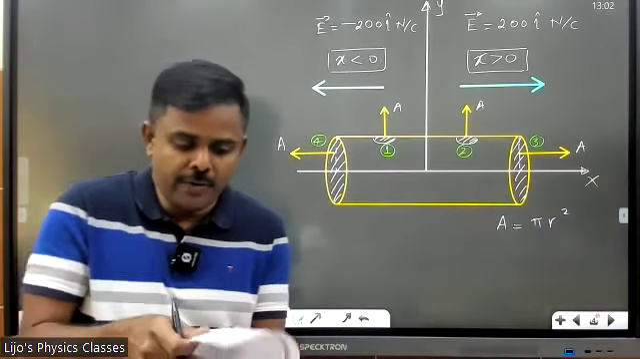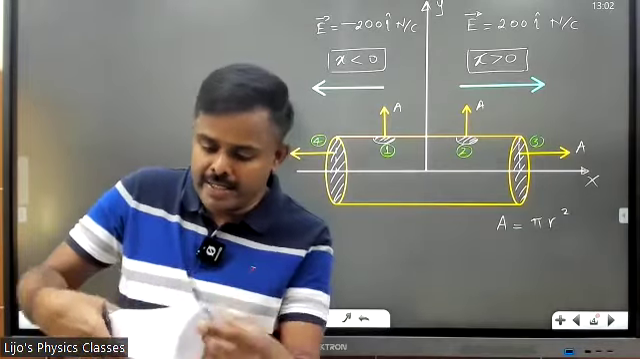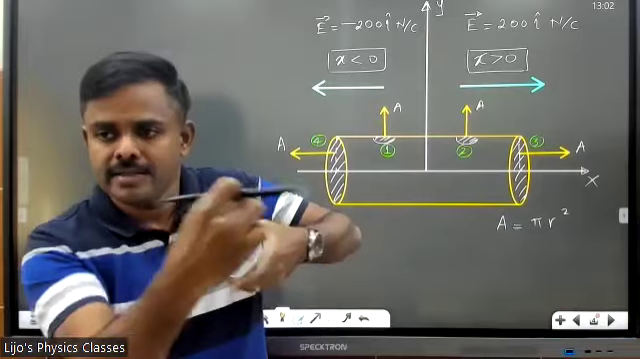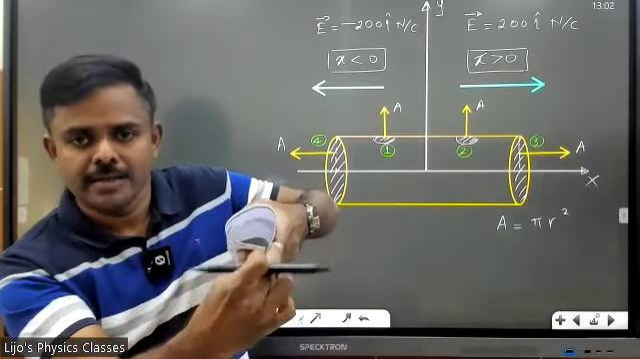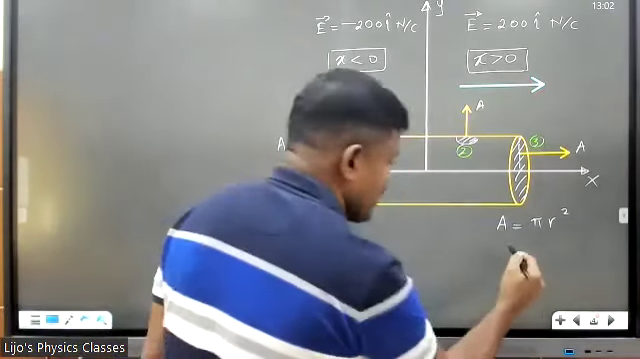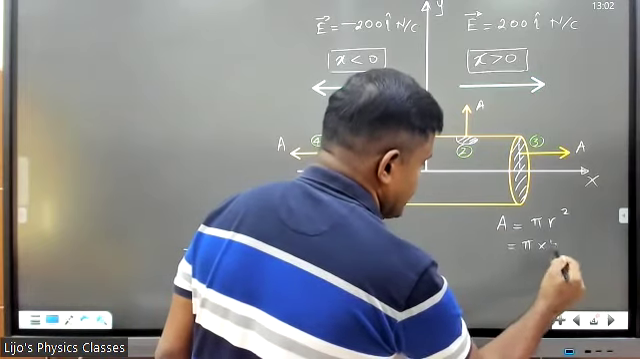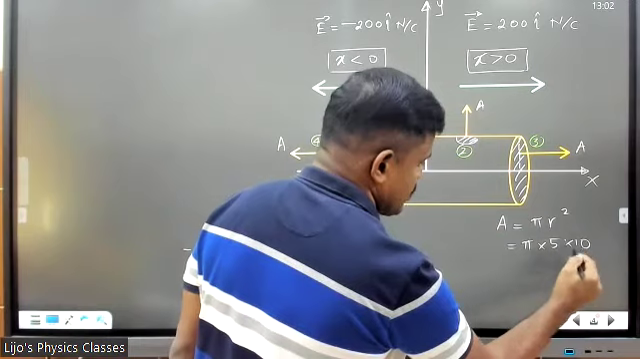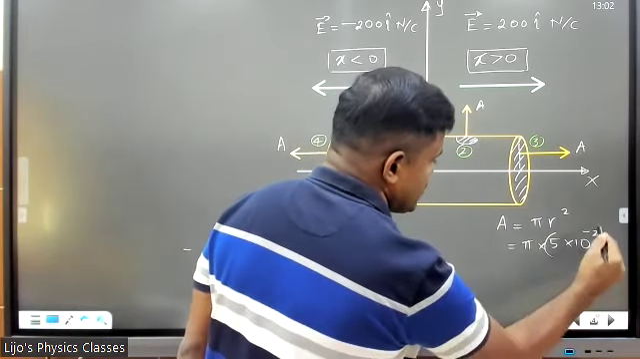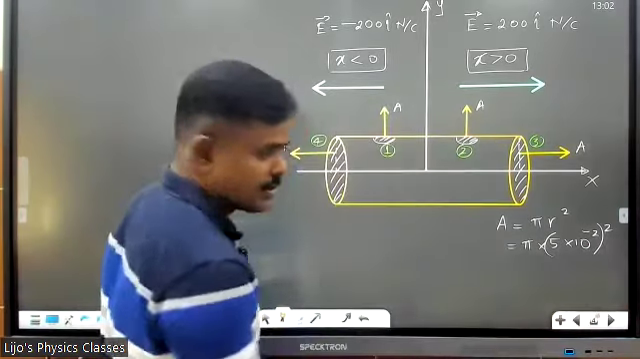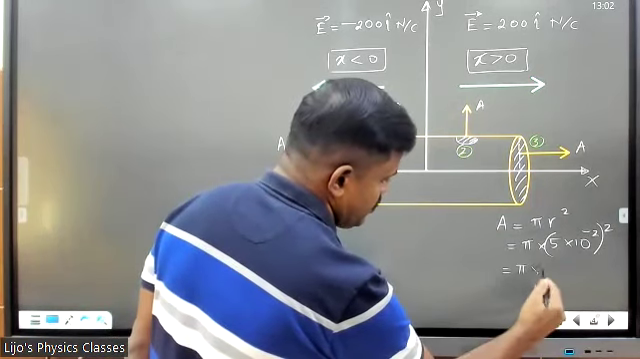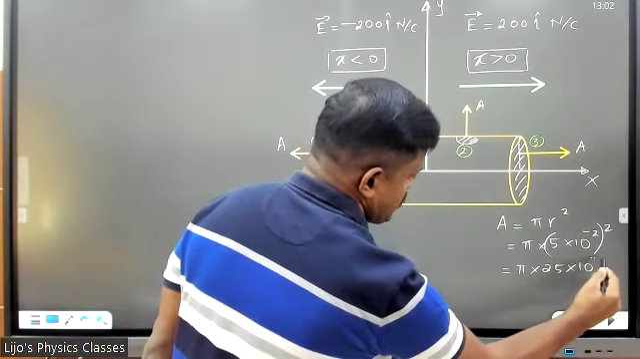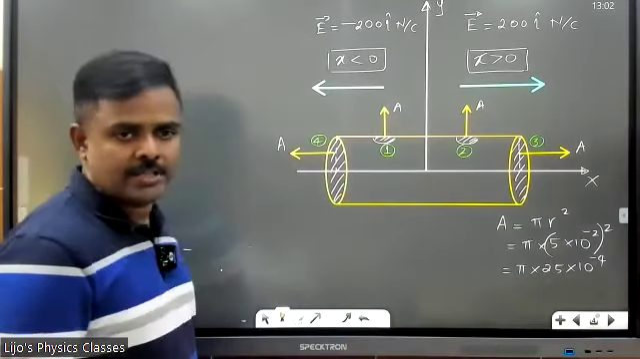If you look at the cylinder, the end area is what? The end area of the cylinder is circular, right? Pi r square. So it is pi into radius 5. But it is in centimeters, so you have to convert to meters square. So what do we get now? Pi into 5 square, 25, into 10 raised to minus 2 square, 10 raised to minus 4.